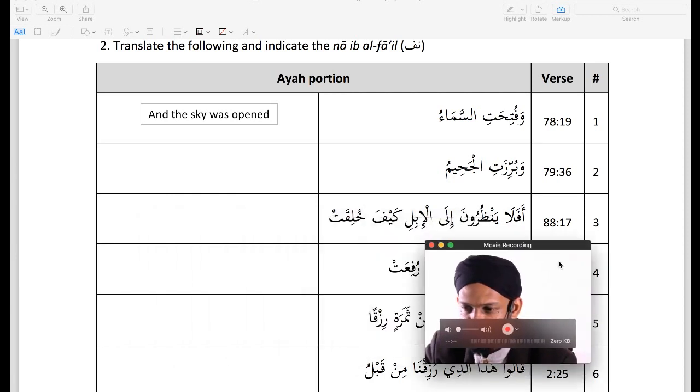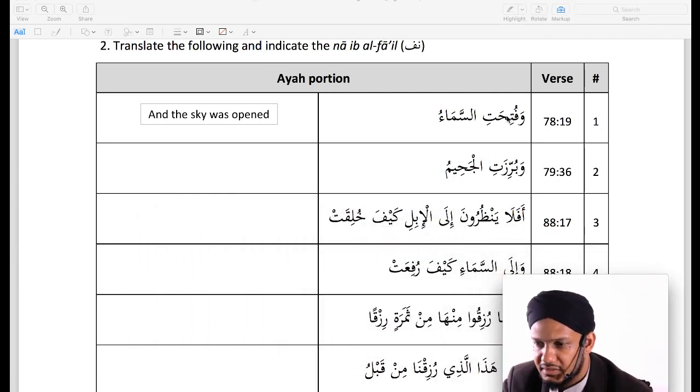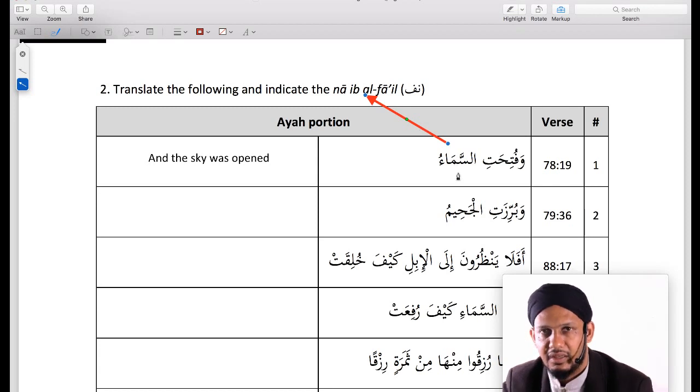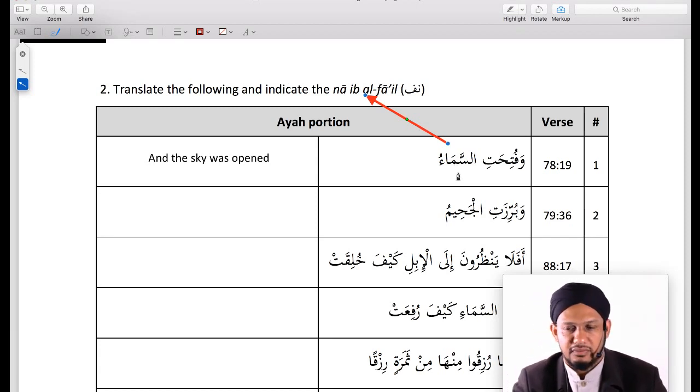You with me? So then, this here, as-sama, what do we call this thing here? Can I write this thing here? This thing here is called naibul fa'il. This here is called naibul fa'il, as-sama, and it's always in raf'un. You with me? There's another example.